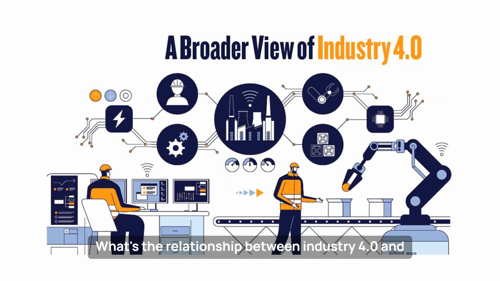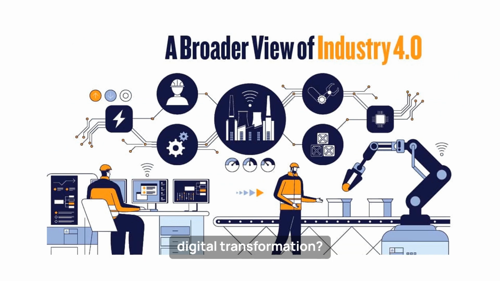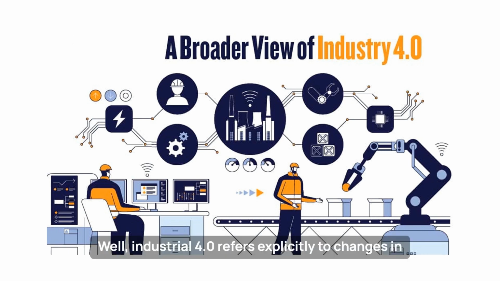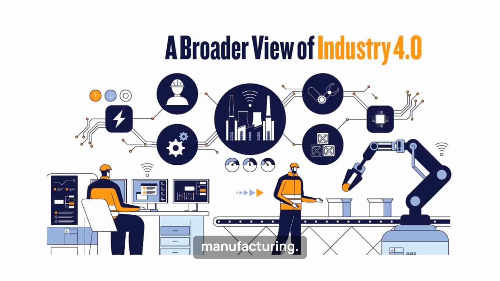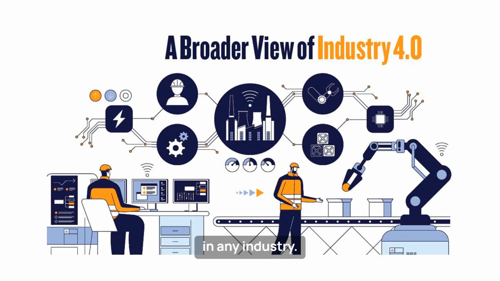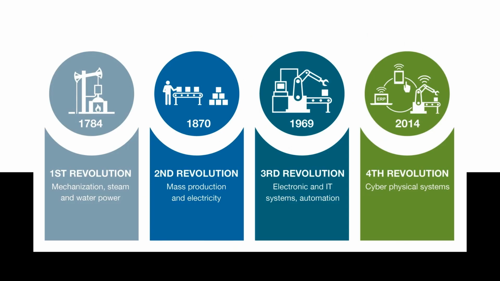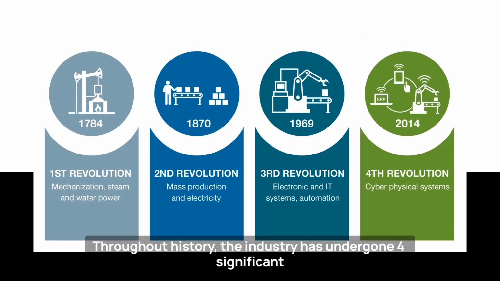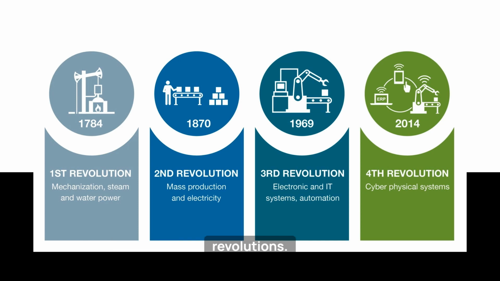What's the relationship between Industry 4.0 and digital transformation? Well, Industry 4.0 refers explicitly to changes in manufacturing, while digital transformation can be applied to any business in any industry. Throughout history, the industry has undergone four significant revolutions.